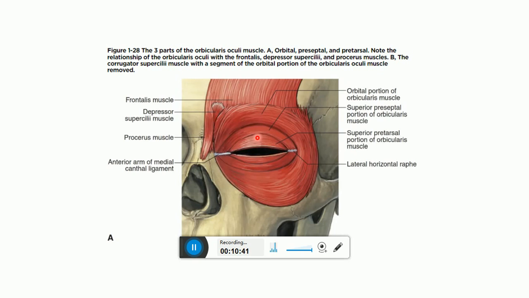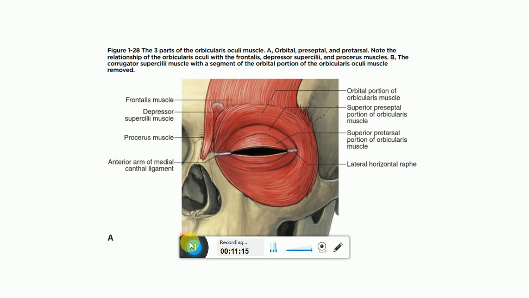The pretarsal orbicularis muscle adheres firmly to the tarsus. This is pretarsal. A portion of the pretarsal attaches to the anterior lacrimal crest and the posterior lacrimal crest. This portion is called Horner muscle. Horner muscle is a portion of this muscle. It is attached to the anterior lacrimal crest and posterior lacrimal crest. This muscle plays a role in tear drainage.